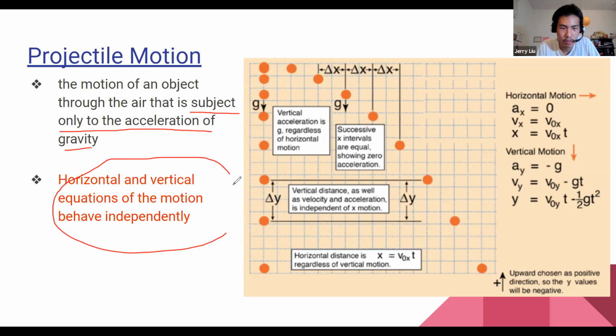As we talked about before, make sure to remember that horizontal and vertical equations of motion behave independently. The reason I keep stressing this is because when we start going into the kinematic equations and methods to solve these types of problems, it is very important to make sure one equation doesn't affect the other. Don't just plug in V0x, for example, and think that V0y has some direct relationship to it. It does not work like that. And if you do it, your answer is going to be wrong. So it's very important to remember that these are two independent motions. Normally you would often see a vertical motion acting in respect to horizontal motion, but it does not work like that here.